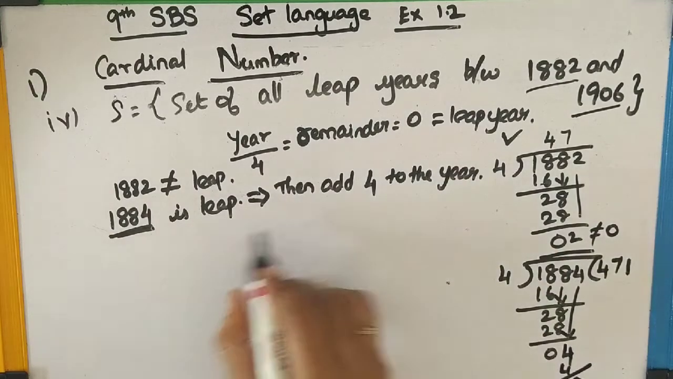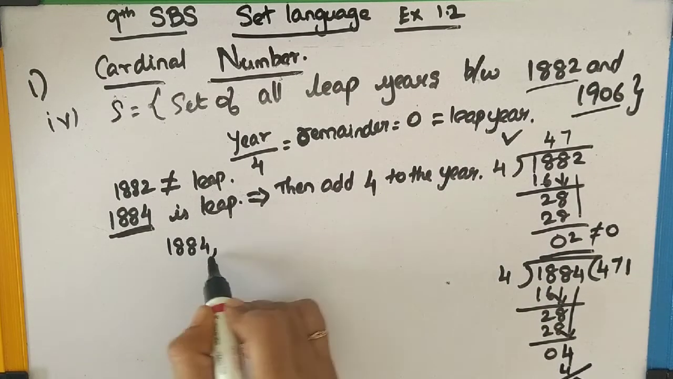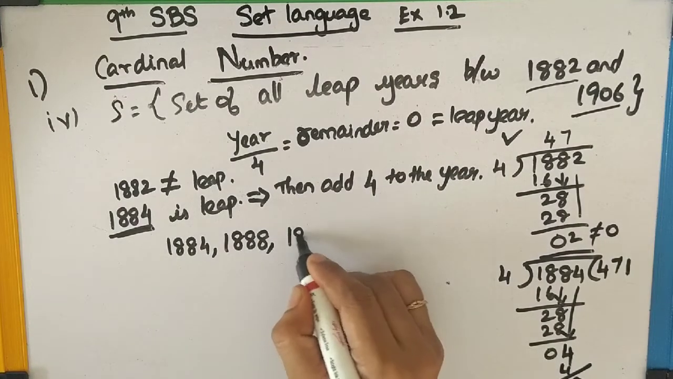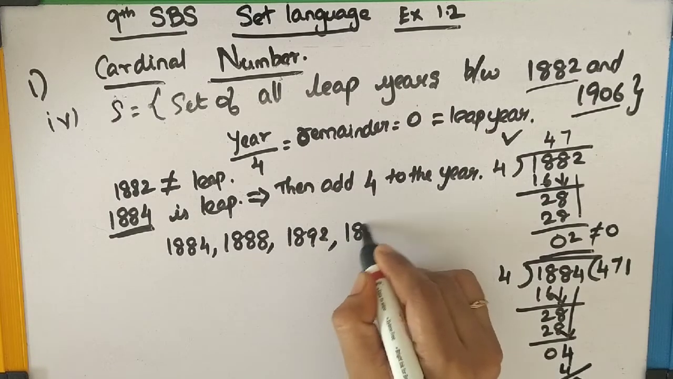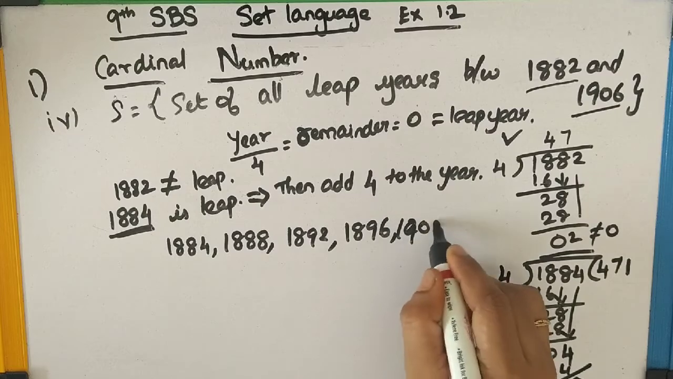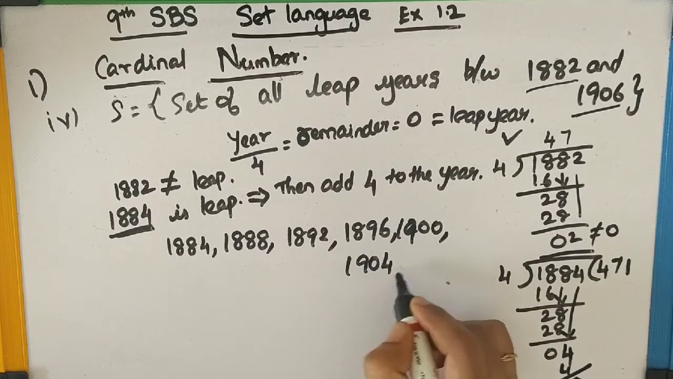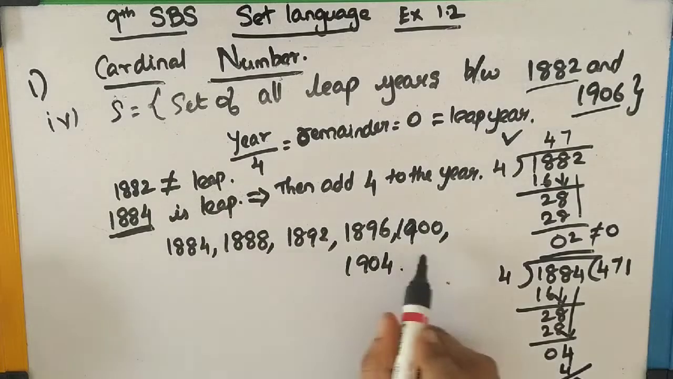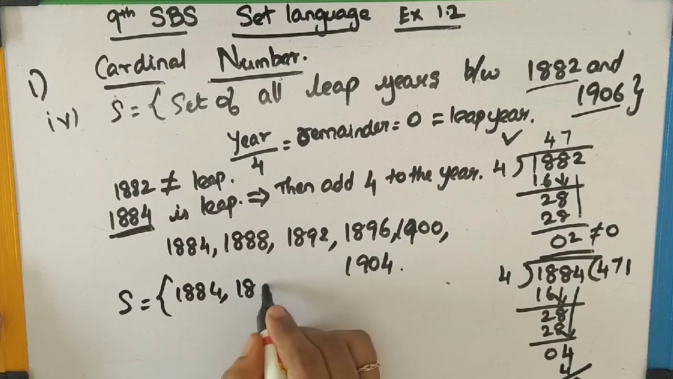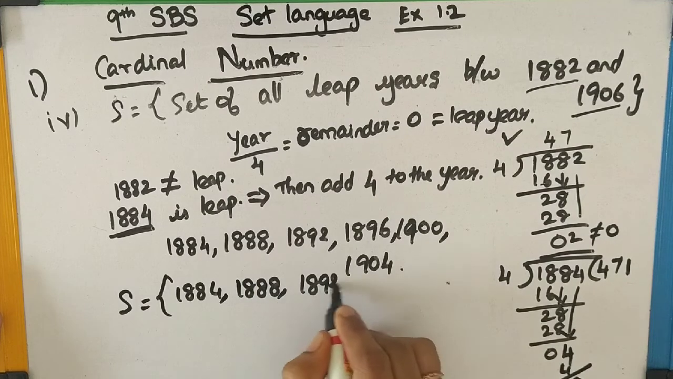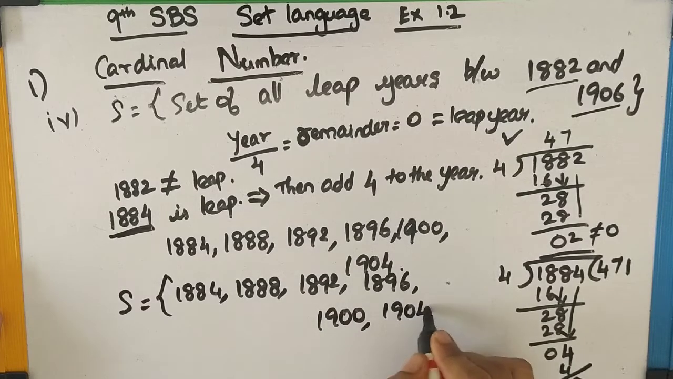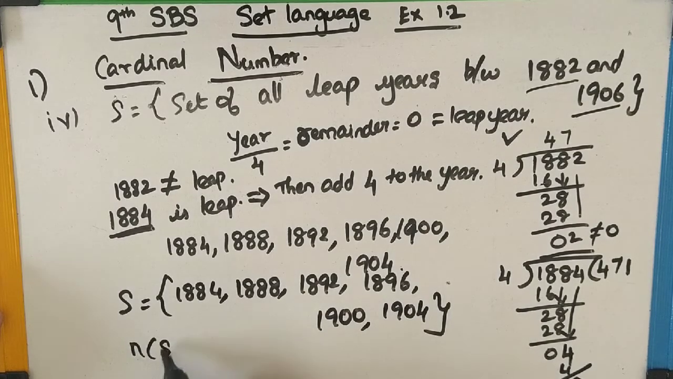Okay? So, what do you get when you add 4 to it? We get 1888. Then plus 4 we get 1892, then 1896, then 1900, okay, then 1904. The next number is 1908, but it must be between 1882 and 1906, okay. So now write the elements inside the set S. That is 1884, 1888, 1892, 1896, 1900, 1904.